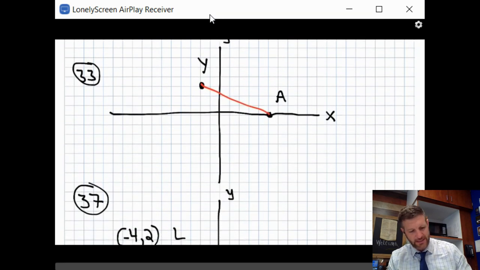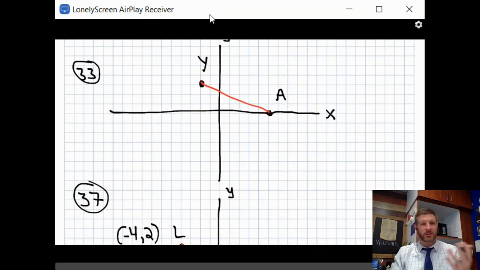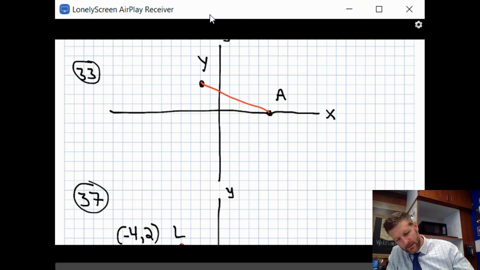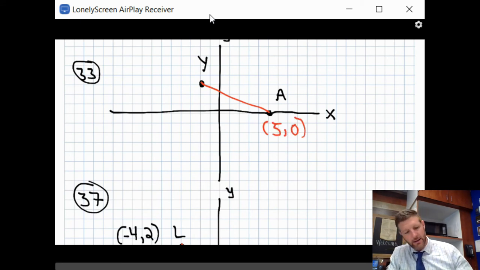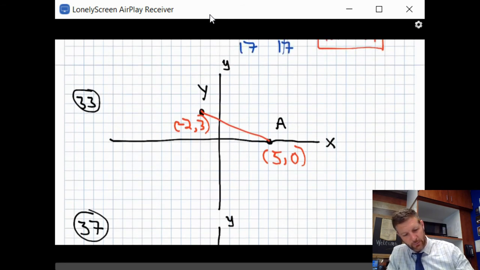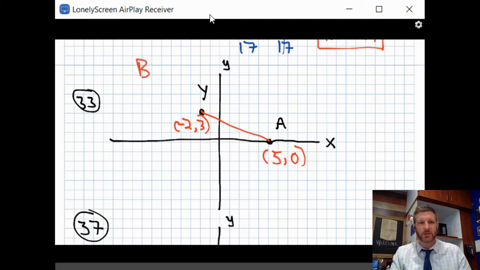Okay, 2 more problems, 33 and then 37. 33, I just described it. It's a midpoint problem. And they've given you not the 2 endpoints, but the midpoint and one of the endpoints. The one endpoint is here at A, and it is 5, 0: over 5, up 0. And then they've given us Y as the midpoint, which is -2, 3. So we need to find the unknown endpoint B, which would be somewhere up here. And again, it's good to draw it because when I get an answer, I'll be able to look and see, is this actually accurate?